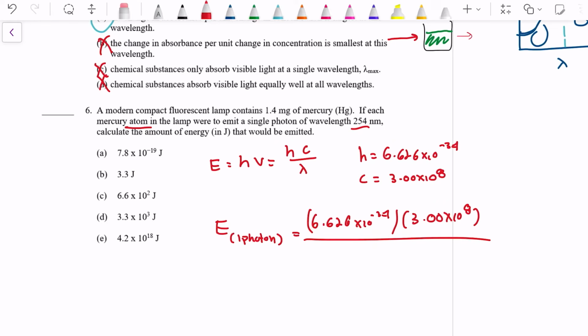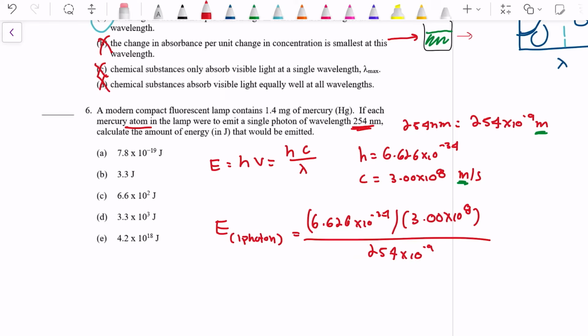Now, important distinction here. Speed of light is in meters per second, and the wavelength they give us is in nanometers. So 254 nanometers is going to be equal to 254 times 10 to the negative 9th meters. We're going to want these meters to be in the same unit, so they cancel. So let's find my calculator, and let's throw that into the denominator.